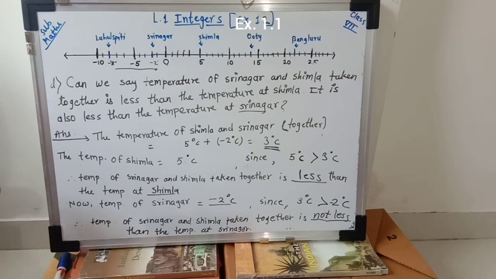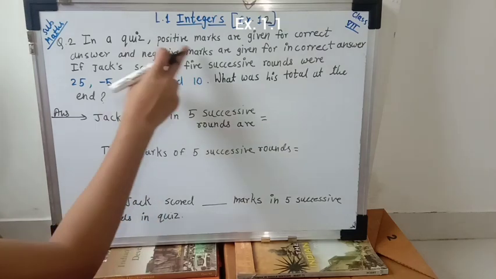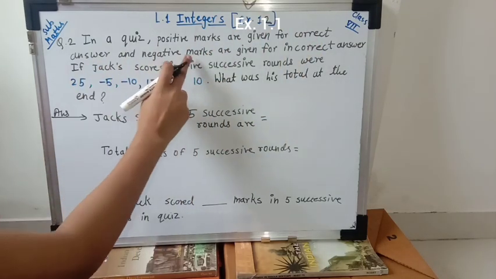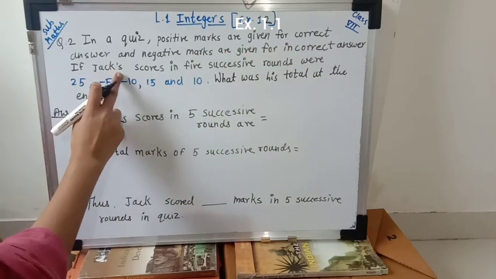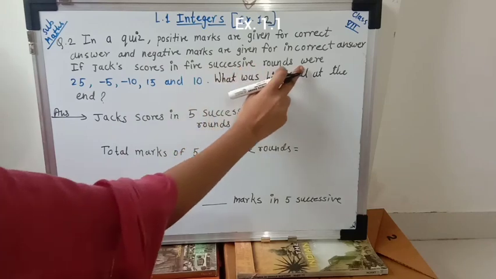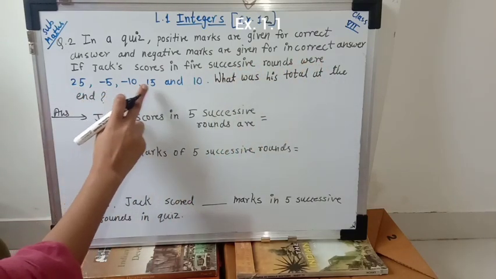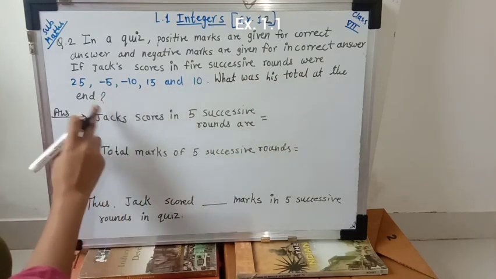Now let's see how to solve question number 2. The question number 2 is: in a quiz, positive marks are given for correct answers and negative marks are given for incorrect answers. If Jack's scores in 5 successive rounds were 25, minus 5, minus 10, 15 and 10, what was his total at the end?